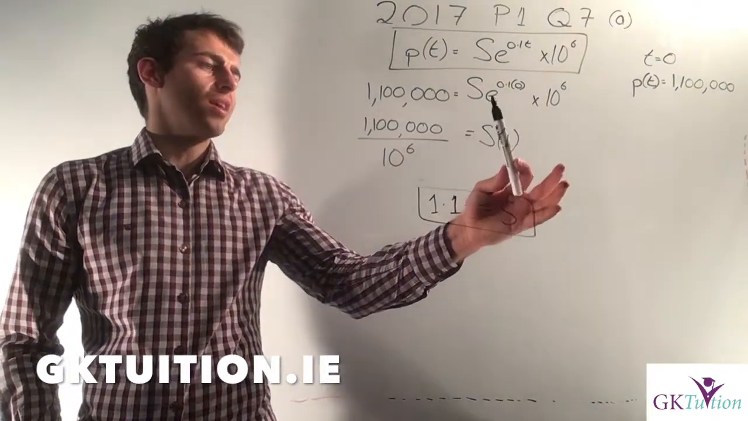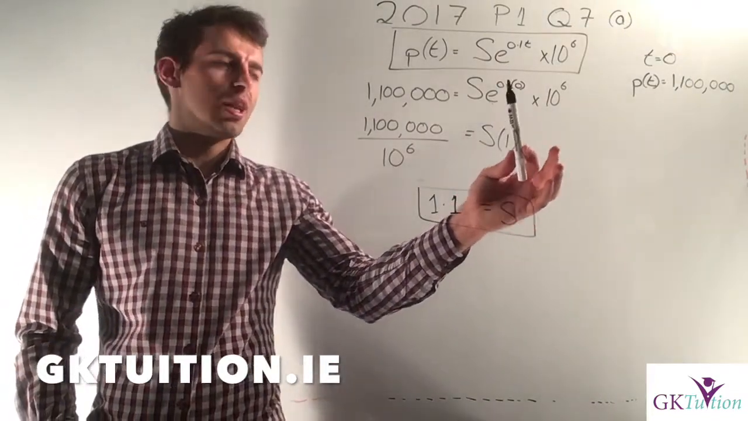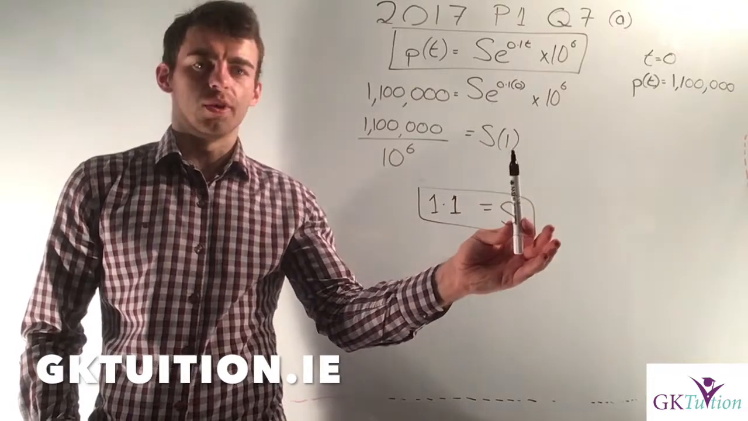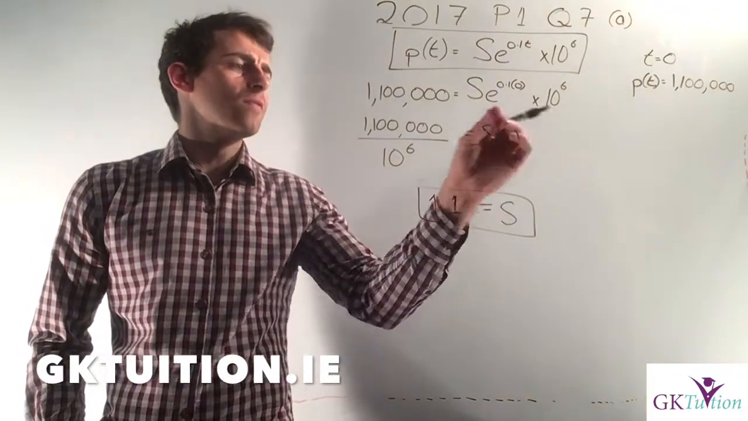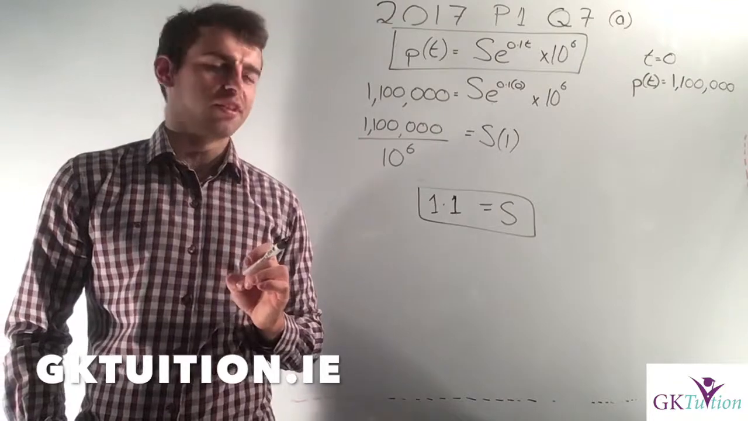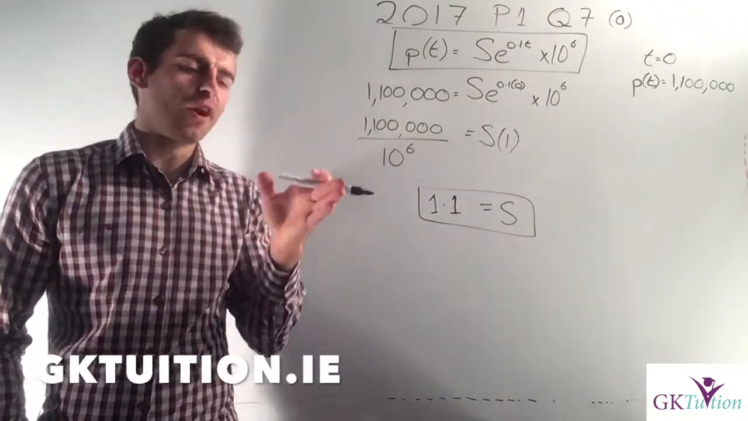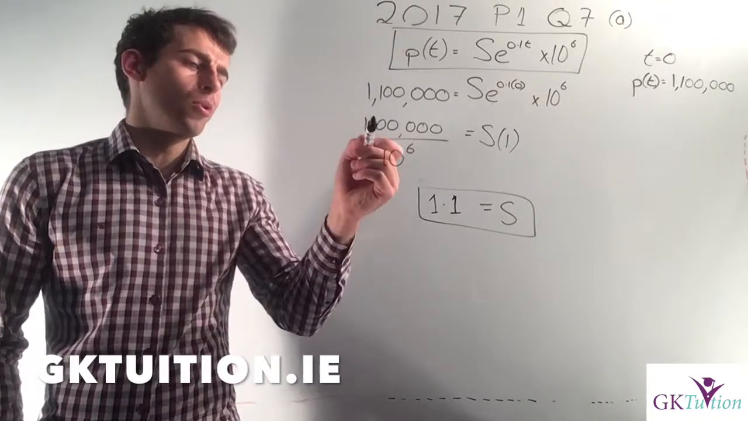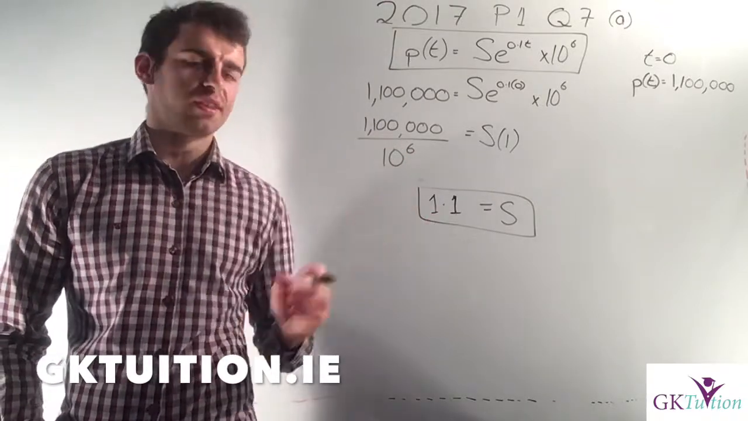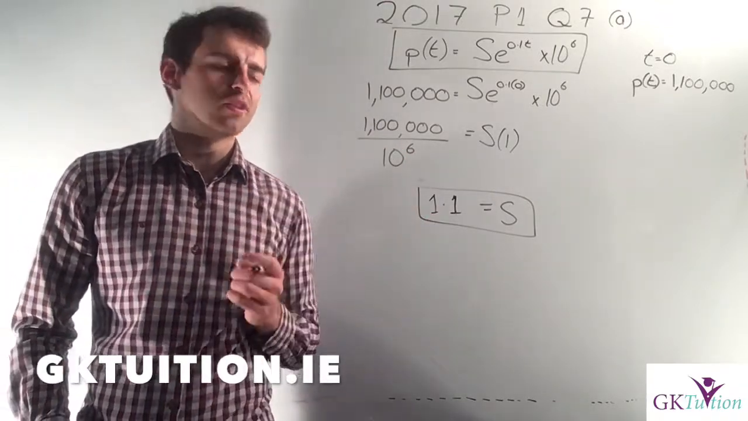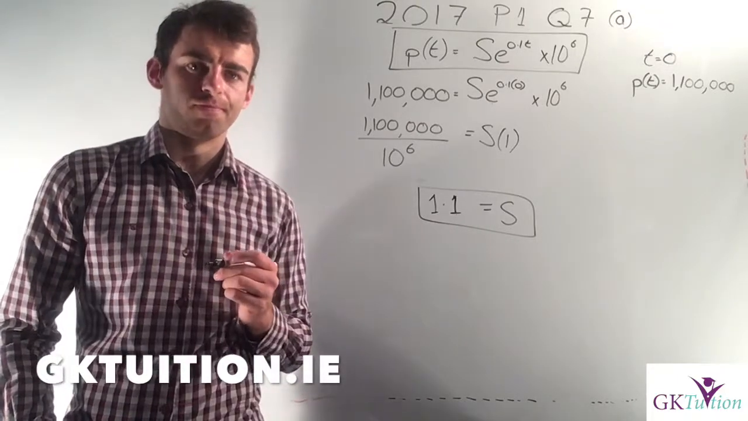So on the next line, I have e to the power of 0. Any number to the power of 0 is just a 1. And I've divided both sides by 10 to the power of 6, which means the 10 to the power of 6 is gone from the right, but I'm dividing it on the left. Then 1.1 million divided by 10 to the power of 6 is 1.1. So the answer to my first question is just 1.1.